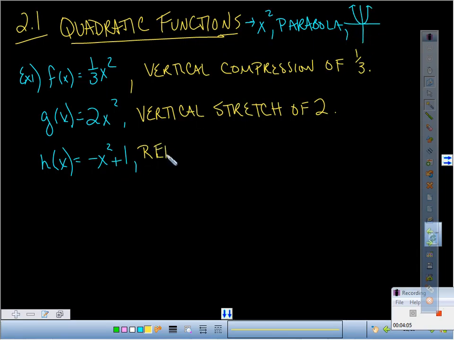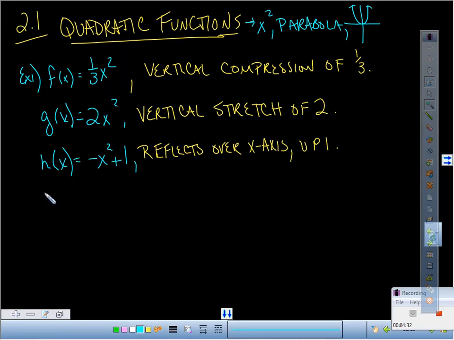So, reflect over, across, however you want to say that. I like the word reflect better than flip. Remember how we said you can't use the word flip unless you can stand right there and flip. So it reflects over the x-axis, and it goes up 1.